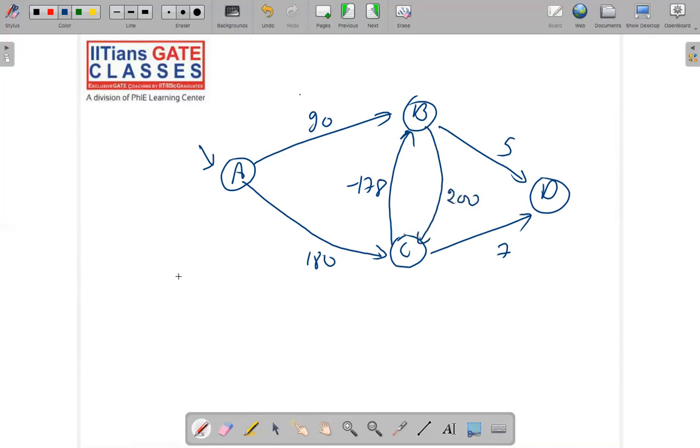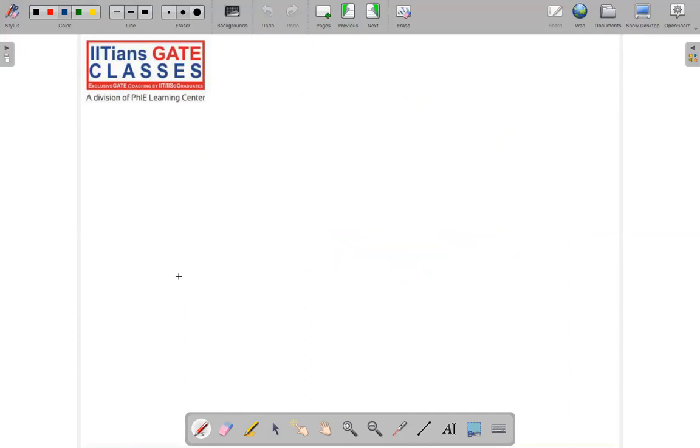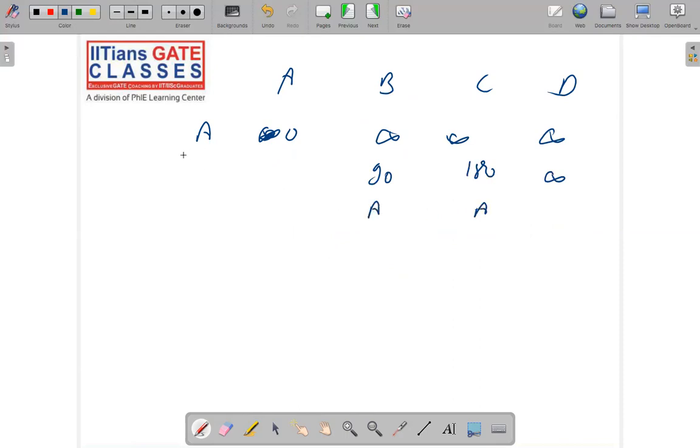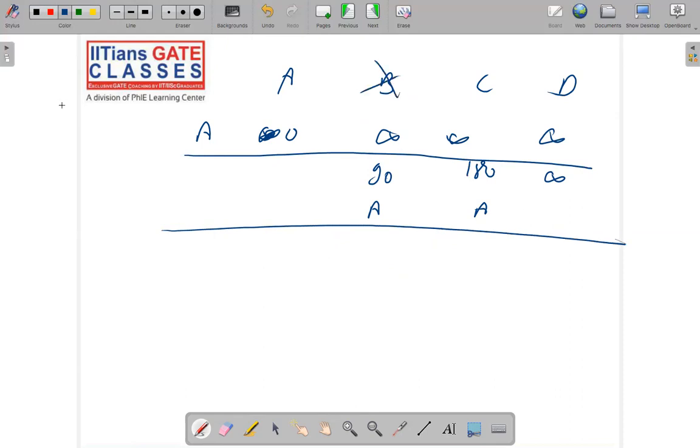Now let's apply Dijkstra's algorithm. Note this graph. A, B, C, D: A to A is 0, then infinite, infinite, infinite. Let's consider direct edges. We have 90 here, 180 here. There is no direct edge to D, it's via A. 90 is the minimum. Let's delete it and conclude that A to A is 0. So in the first iteration, we deleted A. A to B is 90.